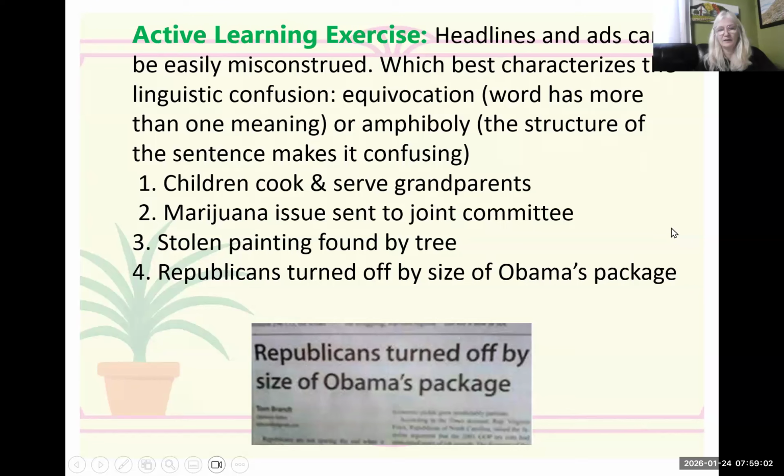Headlines and ads can be easily misconstrued. Which best characterizes the linguistic confusion? Equivocation, where it has more than one meaning, or amphiboly, the structure of the sentence makes it confusing. Here we go. First headline, children cook and serve grandparents. Second, marijuana issued, sent to joint committee. Third, stolen painting found by tree. And finally, Republicans turned off by size of Obama's package.